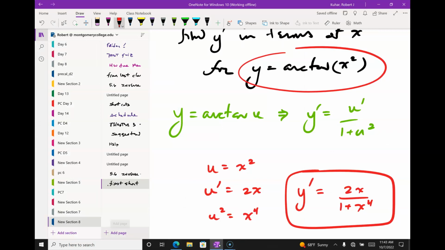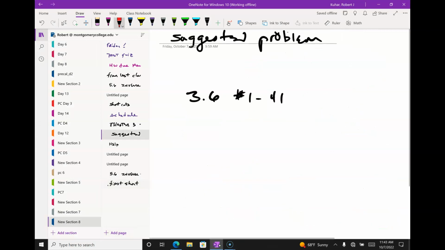And then we'll look at some problems here. I have suggested problems in 3.6 from number 1 to 41. If you haven't done your inverse trig stuff in a while, make sure you do 1 through 11 for sure. Everyone else, if you know your inverse trig stuff, you can just go to your derivative problems. I'll get homework for that for not this Monday, but for next Monday. I'll have something from 3.6, 3.7, 4.2, maybe even 4.3.